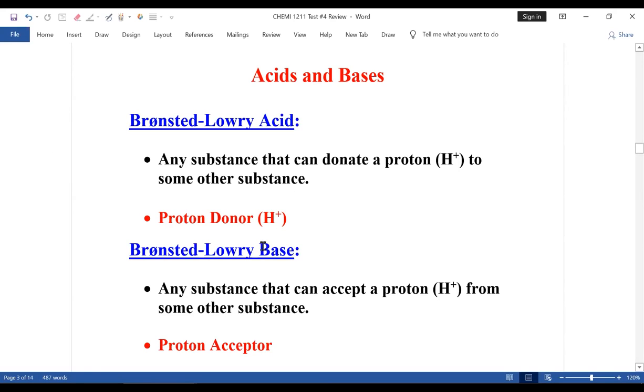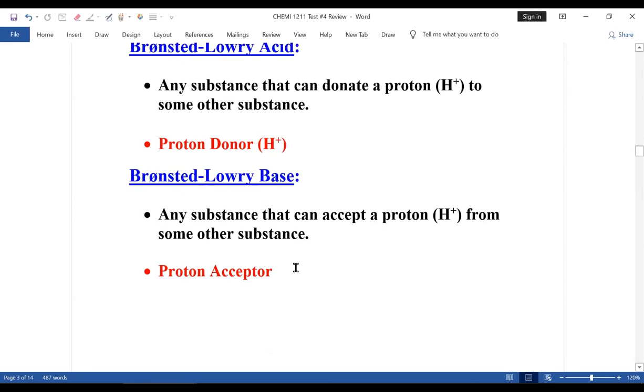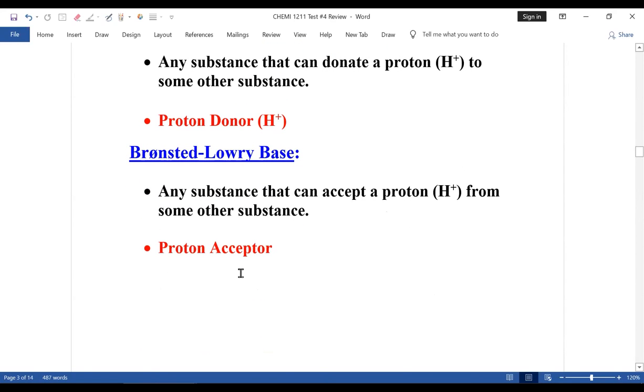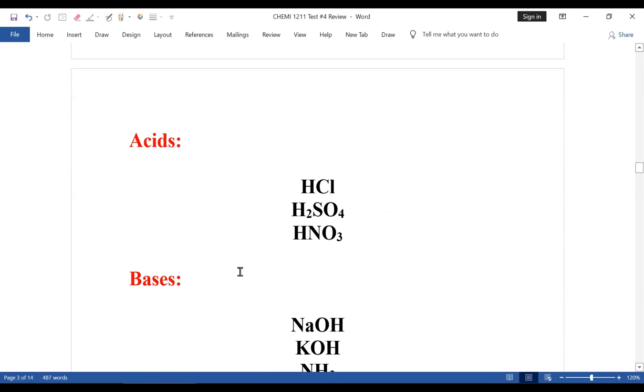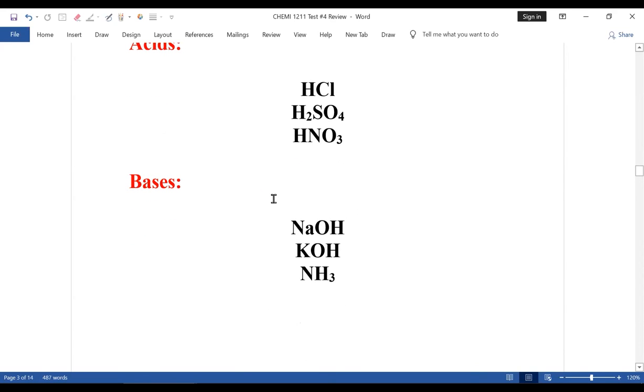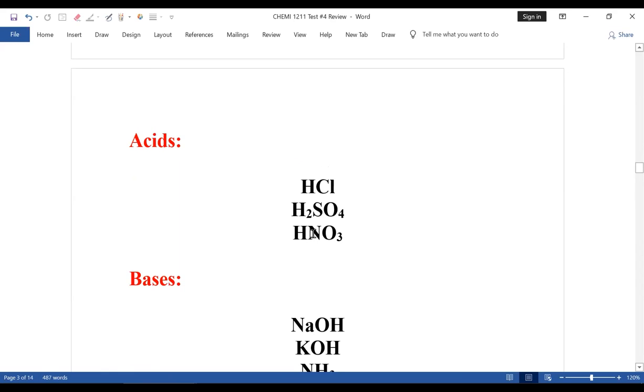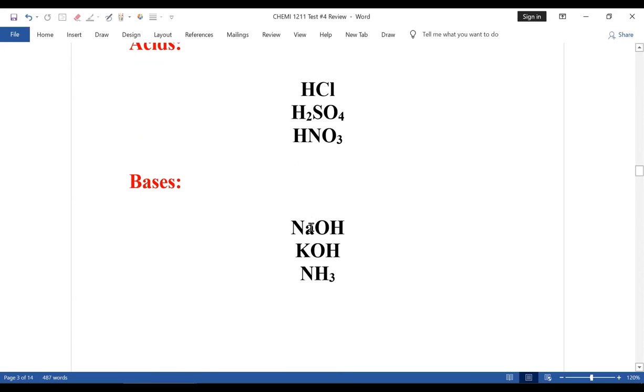An acid is a proton donor. What is a Bronsted-Lowry base, or just what's a base? A base is a proton acceptor, and you should know this. You should be familiar that these structures or formulas, HCl, H2SO4, HNO3, are acids. You should know NaOH, KOH, ammonia, NH3 are bases. All those are quite strong acids and bases, but I won't talk about strengths on a test or in the final.